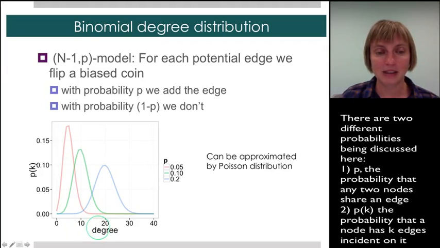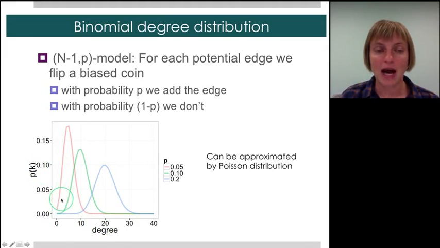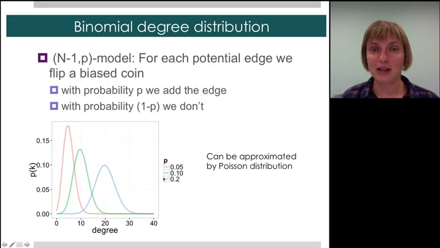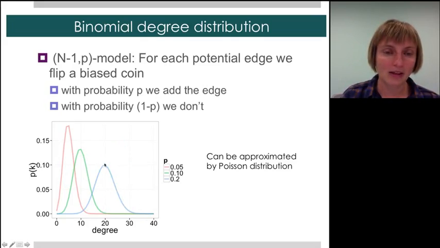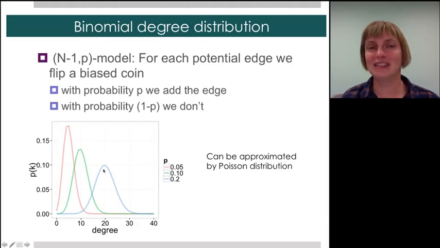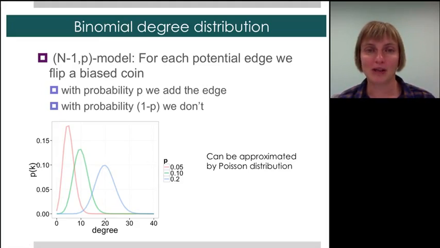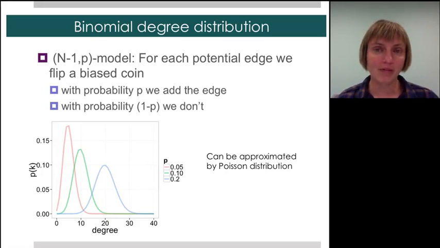And we have then the degree distribution, which tells us for every degree, what is the probability that a node has this given degree. And as we increase the probability from 5 to 20%, we can see the degree distribution shifting to the right. That is, the higher the probability of adding an edge, the higher the degree that a node is likely to have. And this binomial distribution then is very well approximated by the Poisson, as long as you have a largish network and the value of p isn't too high.